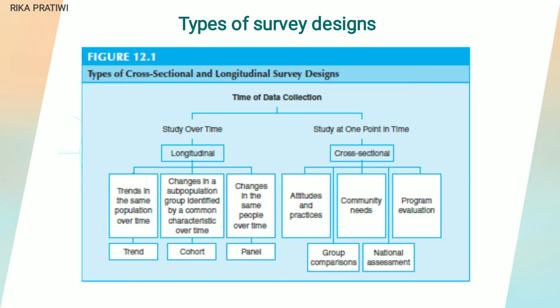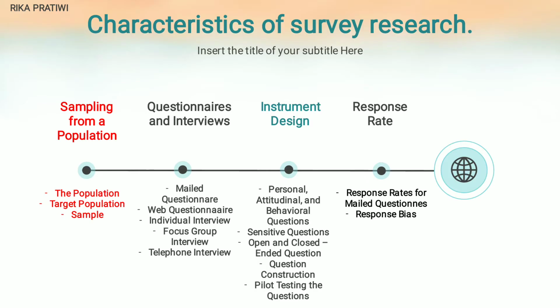A cohort study is a longitudinal survey design in which a researcher identifies a subpopulation based on some specific characteristic and then studies that subpopulation over time. And a panel study is a longitudinal survey design in which the researcher examines the same people over time.